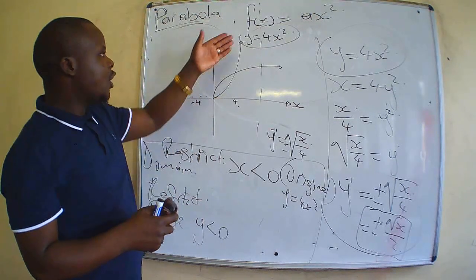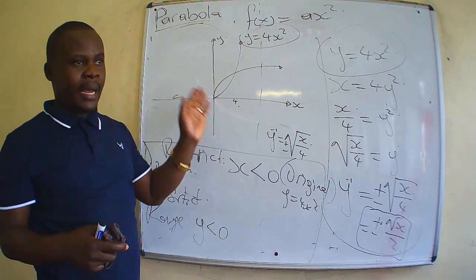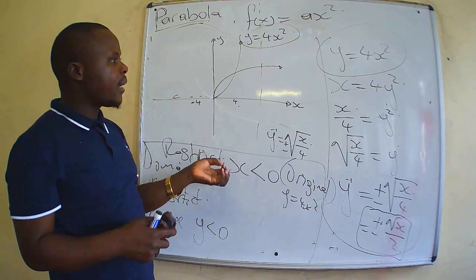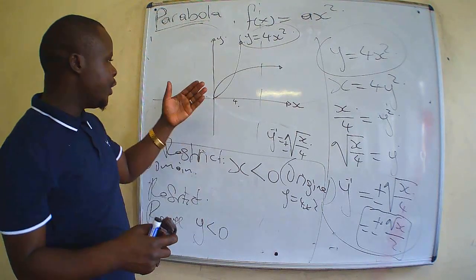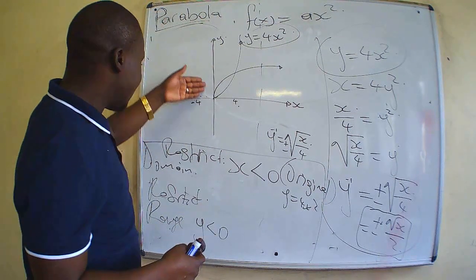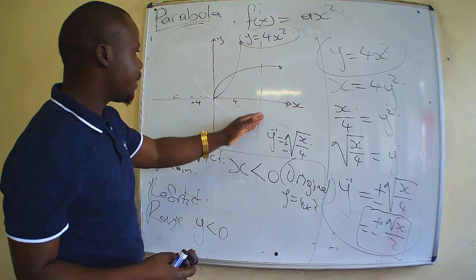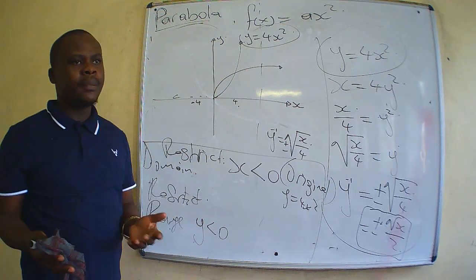But remember, the original will always be a function. In order to make the inverse a function, you restrict it in 2 ways. When you restrict x less than 0, you restrict this, you get this. But let's see the other side.